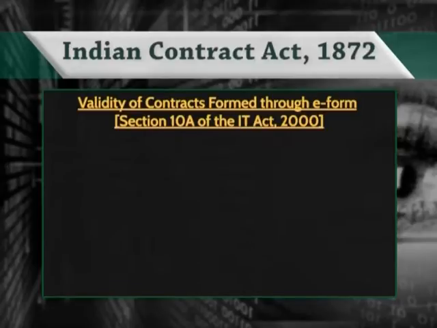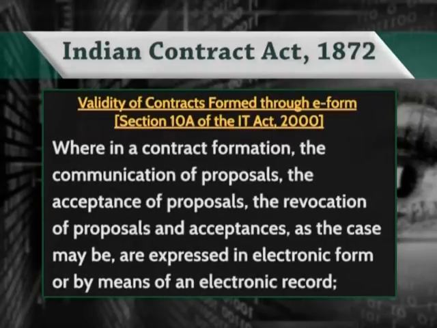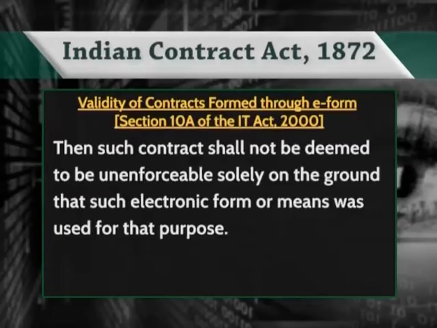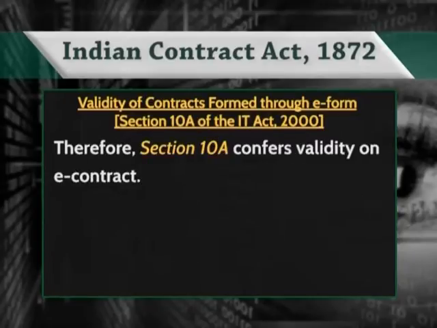Validity of contracts formed through e-form, section 10A of the IT Act: where in a contract formation, the communication of proposal, the acceptance of proposal, the revocation of the proposal and acceptance, as the case may be, are expressed in electronic form or by means of an electronic record, then such contract shall not be deemed to be unenforceable solely on the ground that such electronic form or means was used for that purpose. Therefore, section 10A confers validity on e-contract.